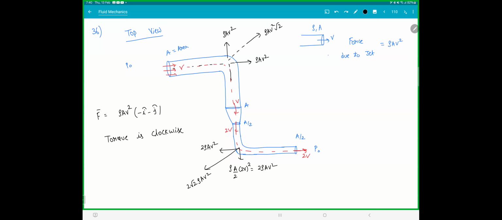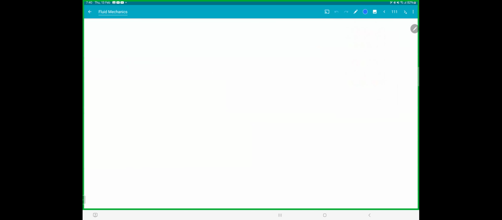If the areas had been equal, then the force would have been 0, right? If areas are equal, the force would have been 0. It would be only a couple. There'll be only rotation and there'll be no translation. The next one is Bernoulli equation.